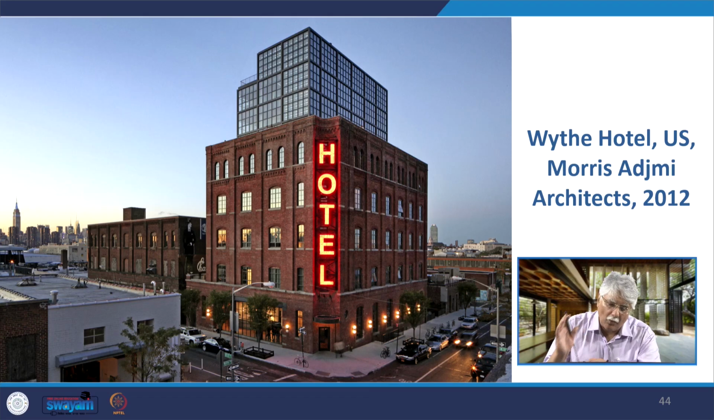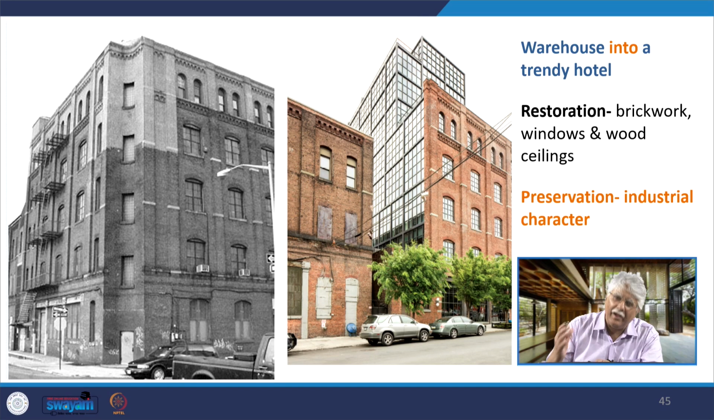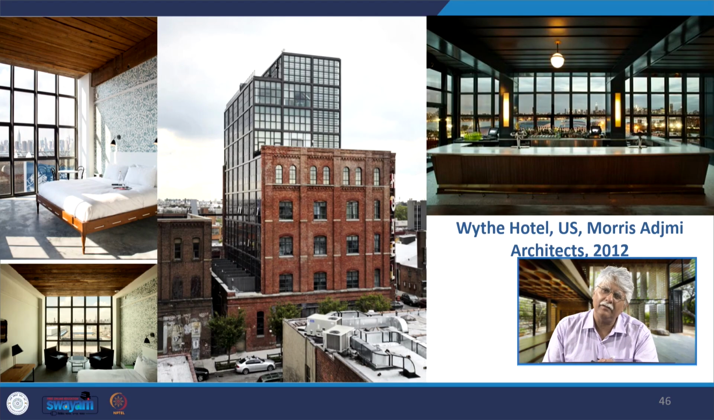Or this old building has been converted into a hotel in the US, a warehouse into a trendy hotel, restoration using the brickwork, the windows, the wooden ceilings of the old building and even preserving the industrial character of the building. This is the White Hotel in the US.